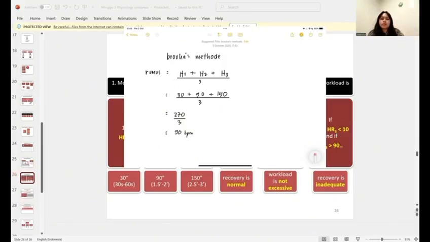So 30 is from here, 90 is from here, and 150 is from here. After that, we divide it. 270 divided by 3, so the result is 90 BPM.